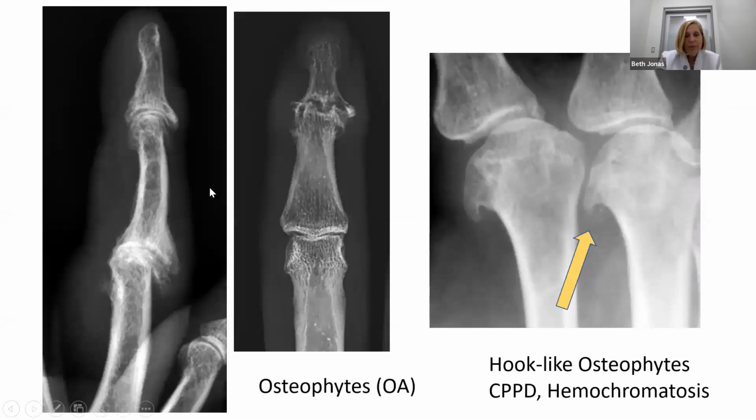So here's a couple of examples of osteophytes. You see these kind of little bony things that are sticking off the bones here and here. This is that gull wing deformity picture, but that's the osteophyte. Sometimes we'll see these on the MCPs, so-called hook-like osteophytes, because they look like hooks. We can see this in calcium pyrophosphate deposition arthropathy. Hemochromatosis should be on a differential when you see that, and you can sometimes see it in garden variety osteoarthritis.